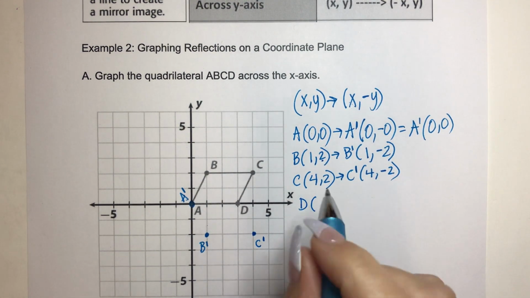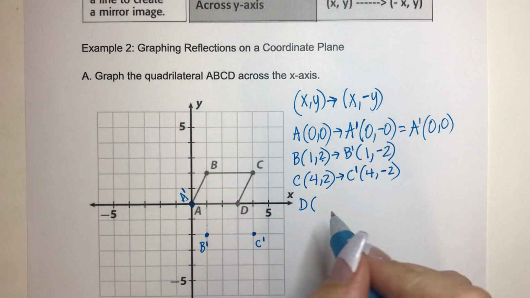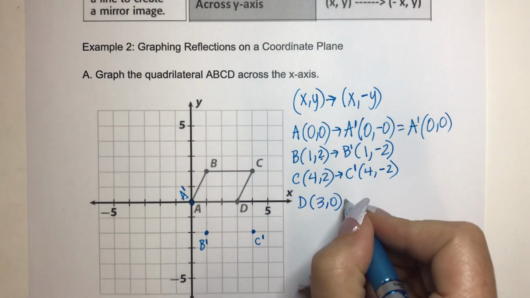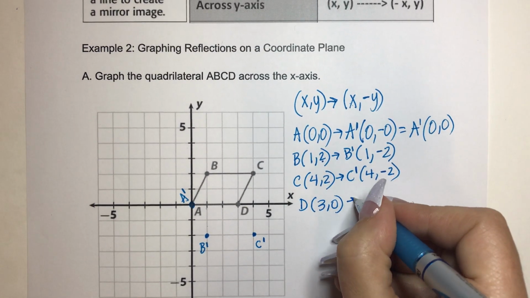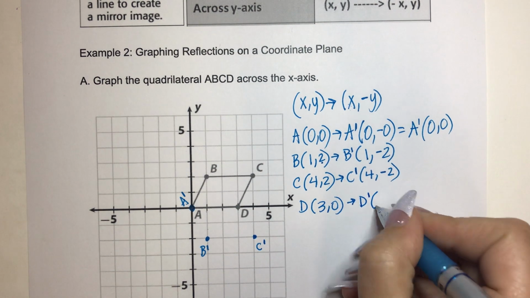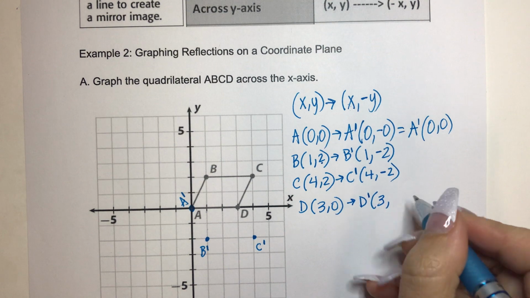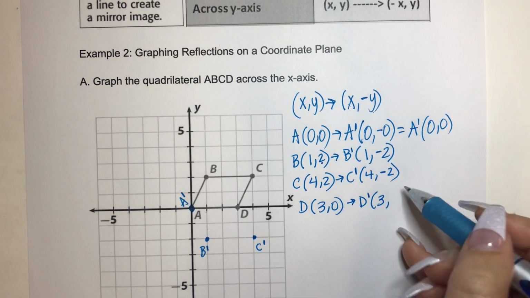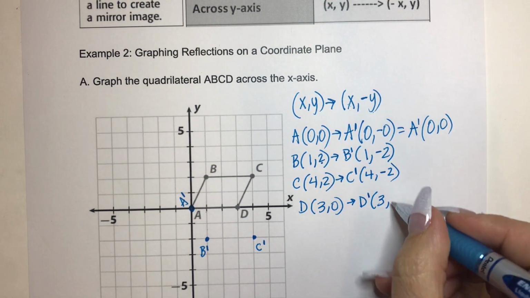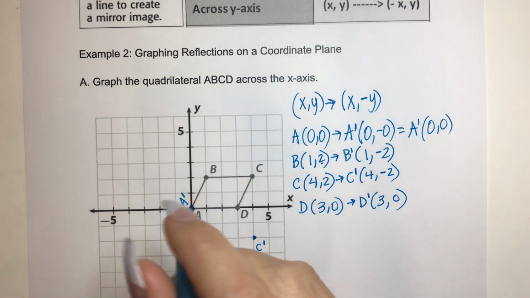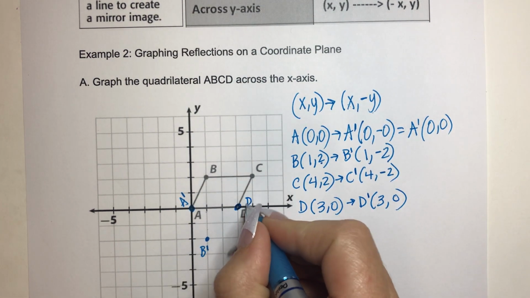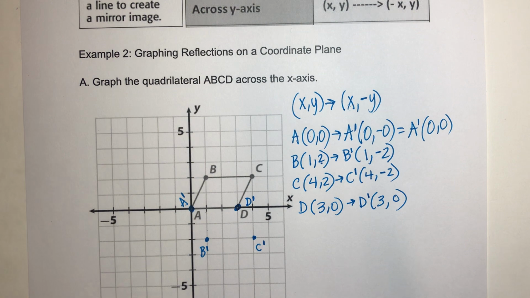D is 1, 2, 3, 0. And we're going to go to D prime, where the x remains the same. And then the y becomes negative, and at 0, negative 0 is just 0. So really, D prime just stays in the same spot.